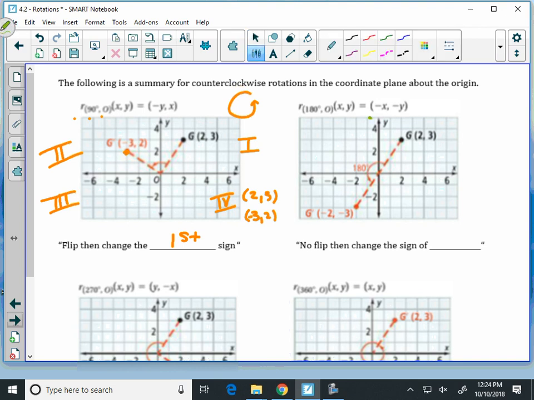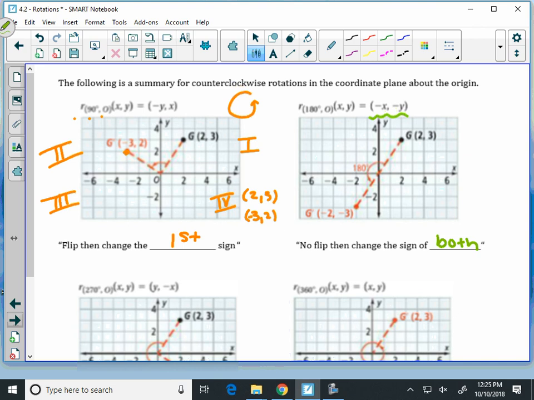You notice the rule here. Did the X and the Y trade places? No, but what happened to the signs of both of those numbers? They changed, right? So that's the rule for 180 degrees. There's no flip, but then you change the sign of both. Both numbers, you change the sign. So 180, there's absolutely no flip. You just change the sign of both.